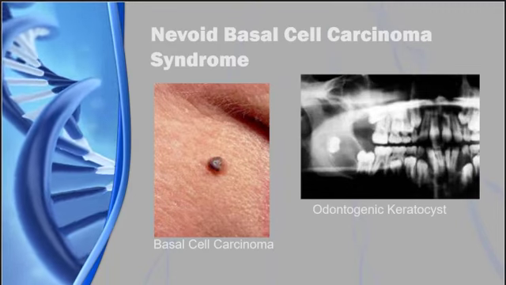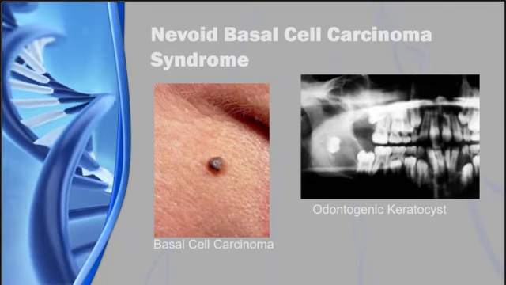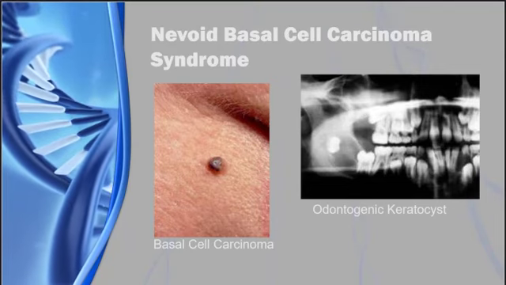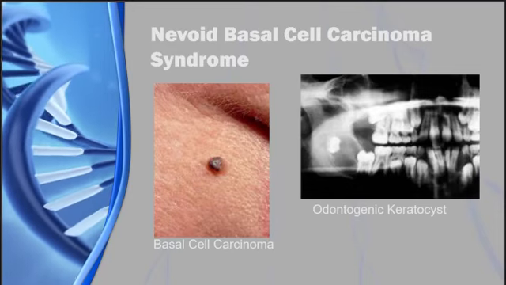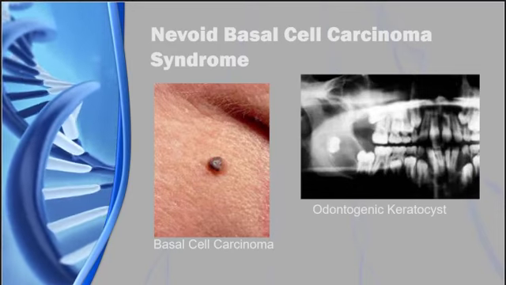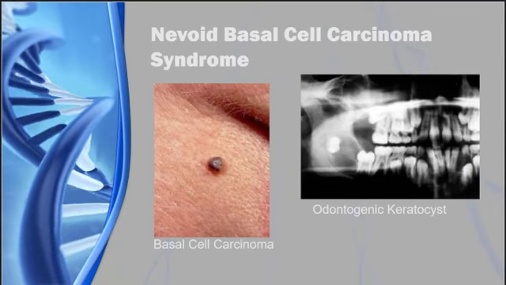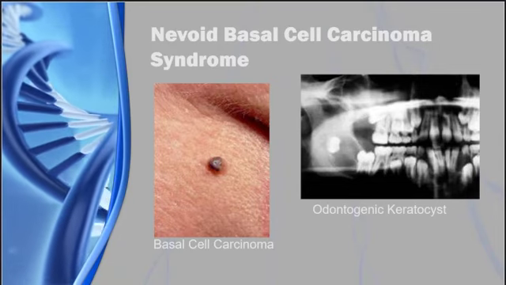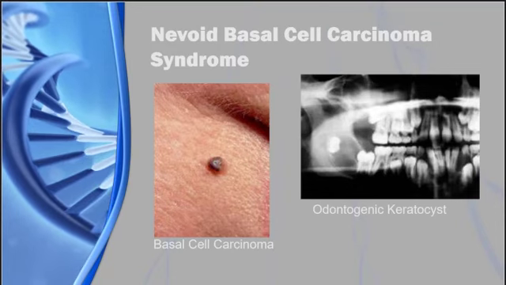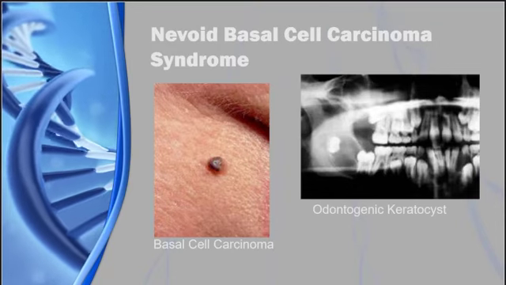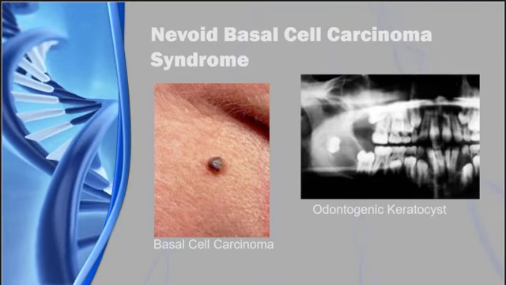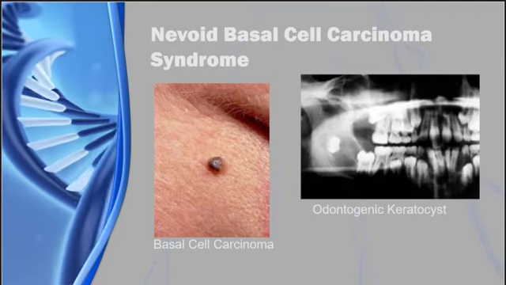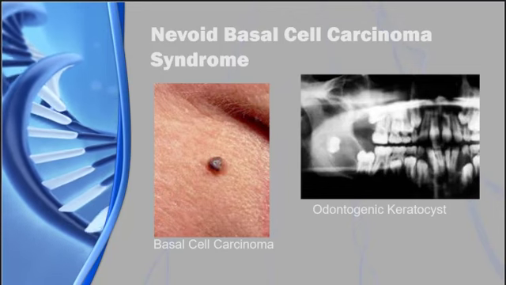Those 5 components are multiple skin nevi, which are typically basal cell carcinoma, odontogenic keratosis, bifid ribs or spinal abnormalities, palmar and plantar pitting, and calcifications. Treatment of this condition involves surgical removal of the carcinomas and the cysts.